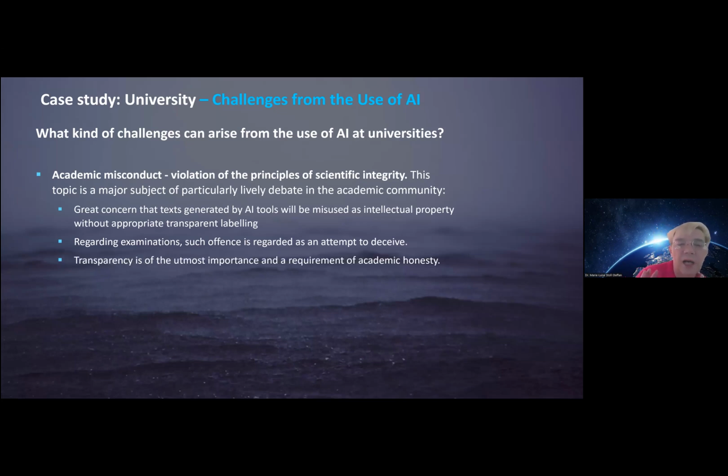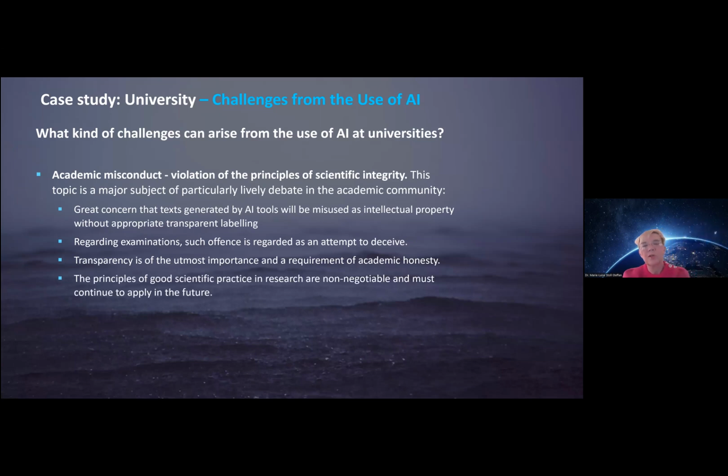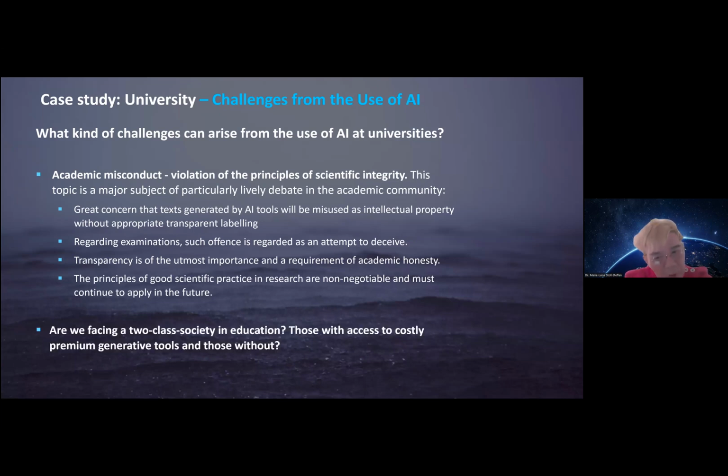Transparency is of the utmost importance and a requirement of academic honesty. And last but not least, the principles of good scientific practice in research are non-negotiable and must continue to apply in the future. This is what all the universities over here in the debates stress. This is non-negotiable.